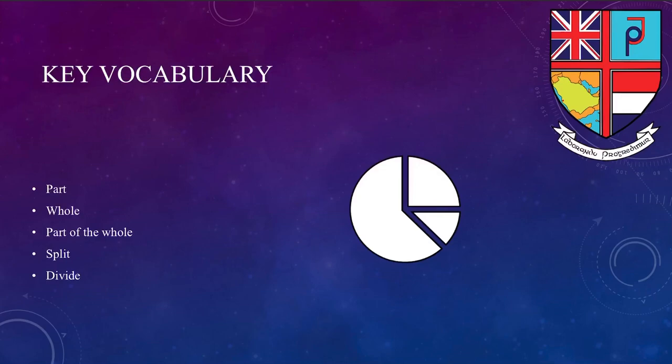And the split, again, some of these words will cross over and can mean similar things. So this is a split, this is how it's split. And it's very similar to the word divide, so how we're dividing this. If it was a pizza, who would get this, and who would get this one, and who would get this one? So how are you going to split it, and how are you going to divide it?